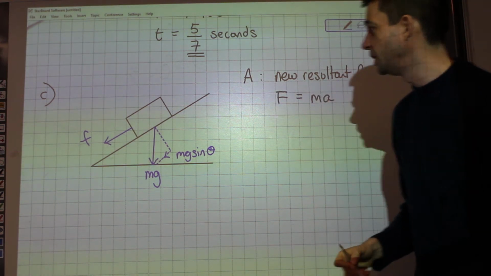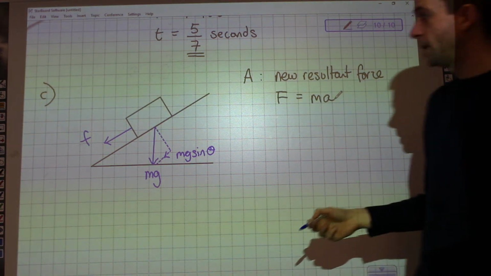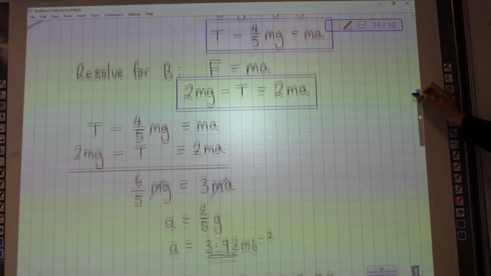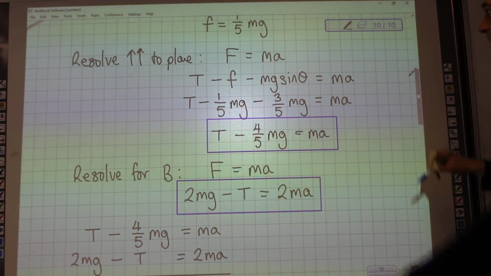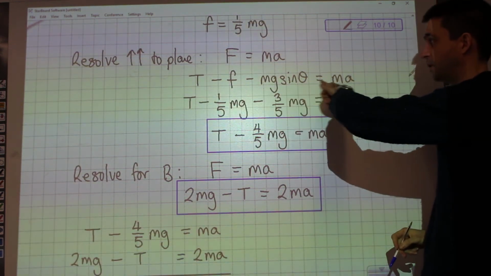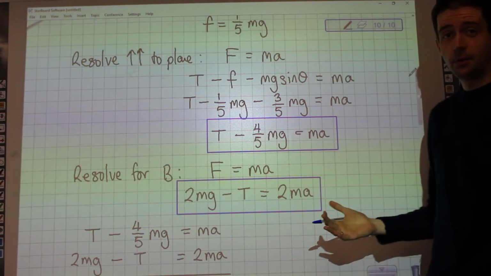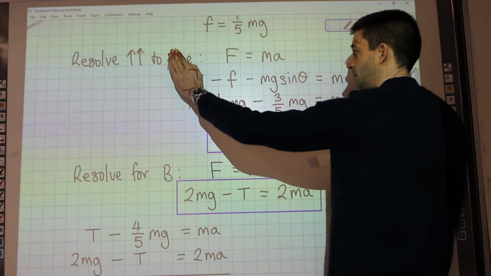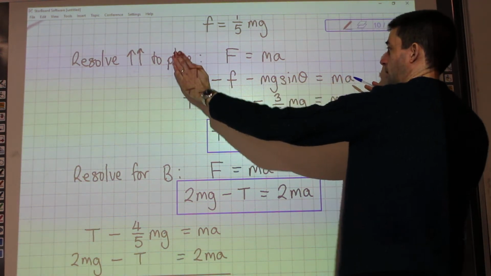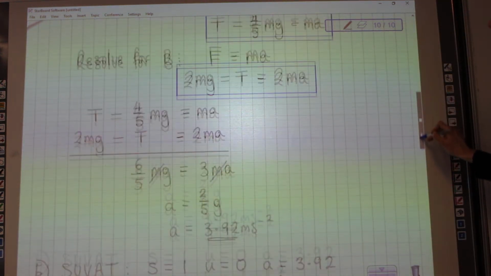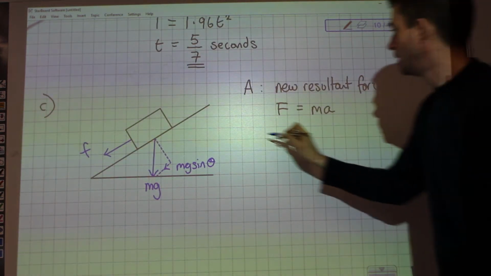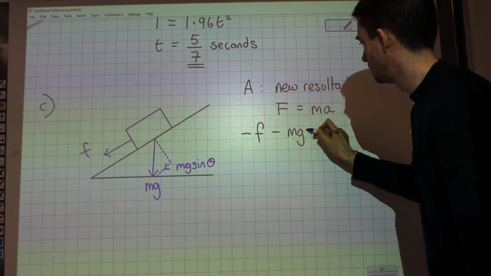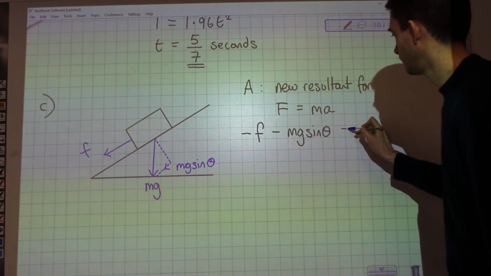So resultant force equals mass times acceleration. What we have is, we don't have T anymore. So if I go back to what we did in part A, this was our equation of motion for A. What's happened now is, because B's hit the floor and the string's become slack, we've no more tension, and that's what we're left with. So I'm going to go with minus friction minus mg sine theta equals ma.